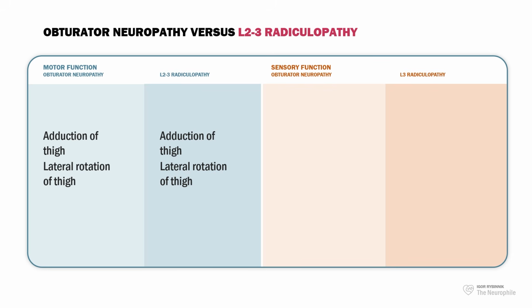But L2, L3 radiculopathy can also impact nearby muscles, like the iliopsoas, causing hip flexion weakness, and the quadriceps, causing knee extension weakness. The patellar reflex may be reduced too. That reflex is mostly mediated by L4, but L2 and L3 contribute.